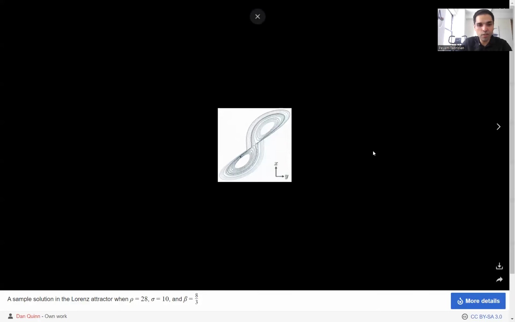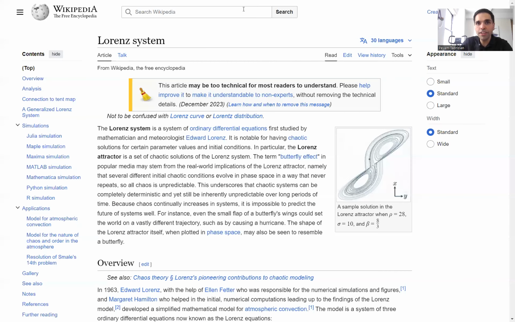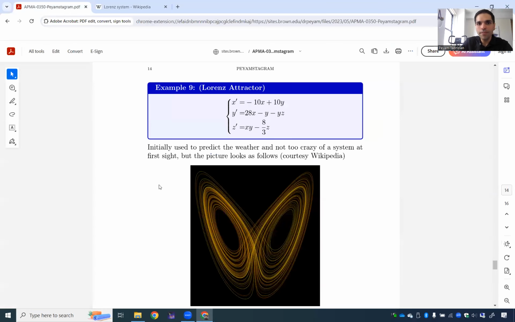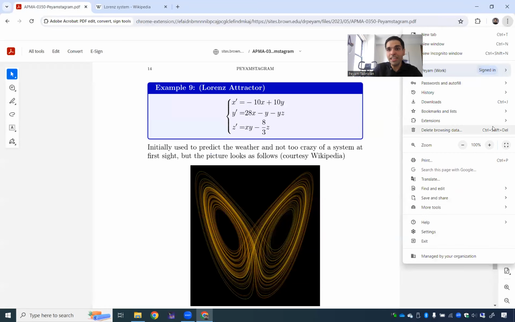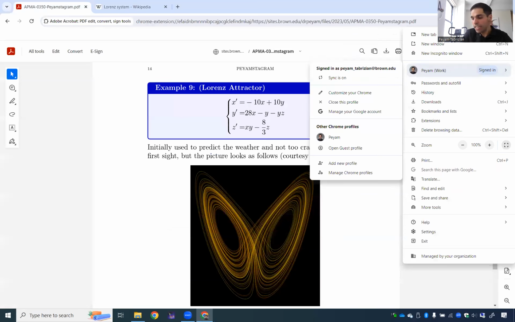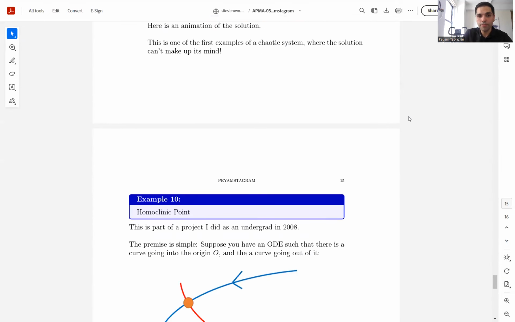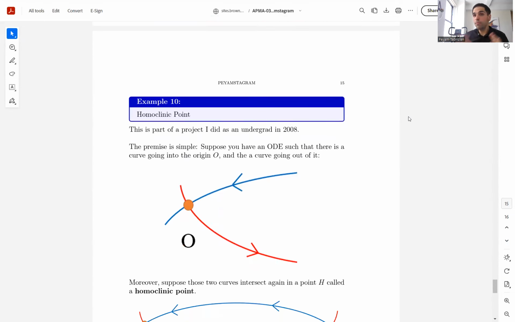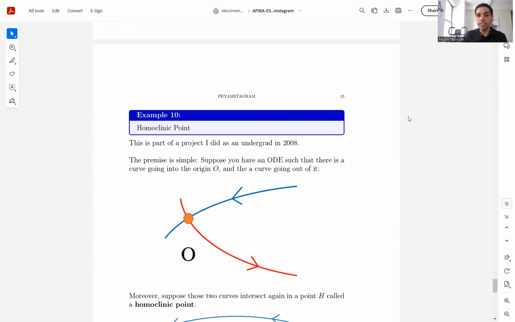Now, that's one thing I wanted to mention. Another thing, if I can sort of get out of this, is something I did actually as an undergrad project, because I was very interested in those chaotic ODEs. And that's what's called a homoclinic orbit. And kind of the premise is simple. Suppose you have an ODE such that there's one curve going into an origin and another curve going out. Kind of like our case where one eigenvalue was positive and one was negative.